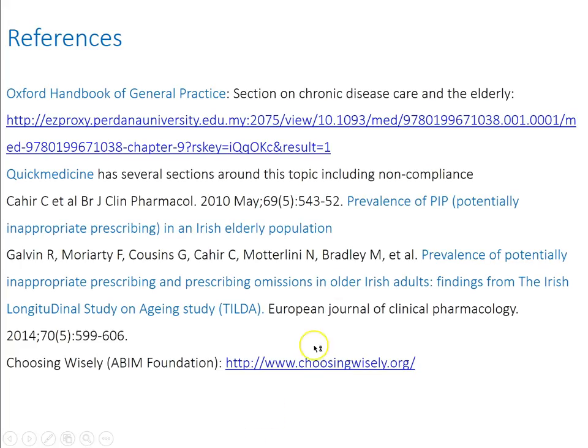Here are some references for you. There's a section on chronic disease care and the elderly in the Oxford Handbook of General Practice. Here's a link to that. Quick Medicine app also has several sections around this topic, including non-compliance. And these are references to the papers relating to the prevalence of potentially inappropriate prescribing in an Irish population. And finally, the Choosing Wisely campaign from the United States looks at drugs and other devices and so on, and encouraging doctors to choose wisely so that we don't use harmful medications.